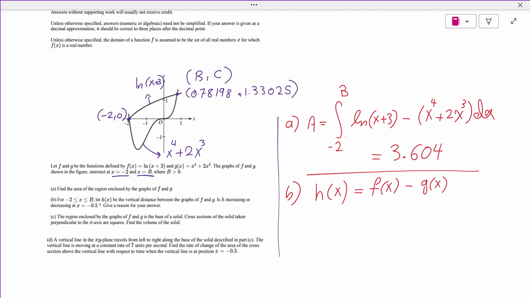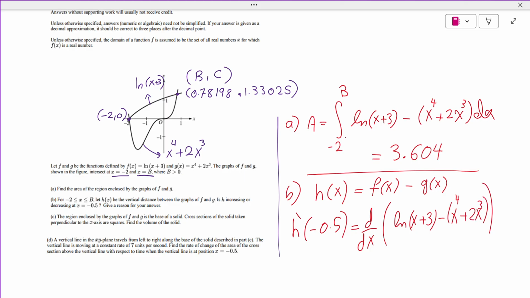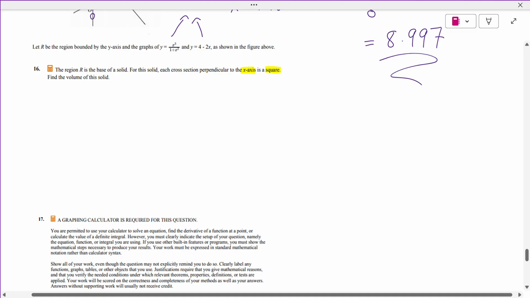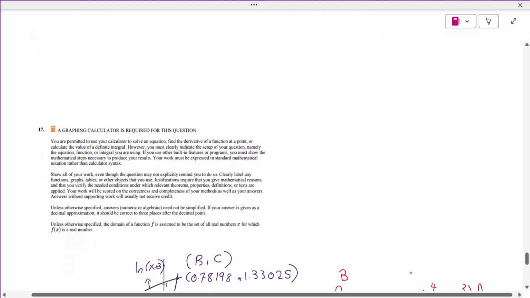It says, is h increasing or decreasing at x equals -0.5? Give a reason for your answer. So we are looking at h prime of -0.5, which we can do like this. What is the f? F is ln of x plus 3 minus x to the power of 4 plus 2x cubed. Okay, this is at x equals -0.5.